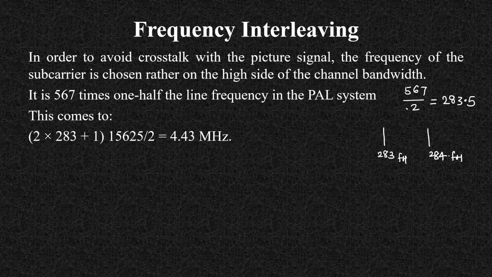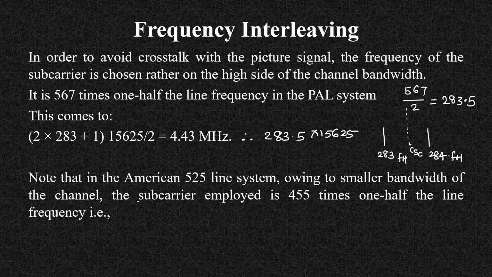If this is 283 fH and the next is 284 fH, then in between these you are going to interleave your color subcarrier. That's why it is 2 into 283 plus 1, into 15625 by 2, because it lies in between. So it comes to 4.43 megahertz. Otherwise you can calculate it the other way also: 283.5 into 15625, which comes to 4.43 megahertz, the same as this one.